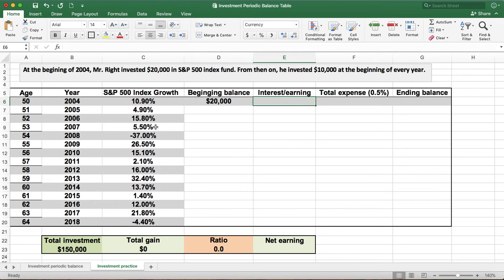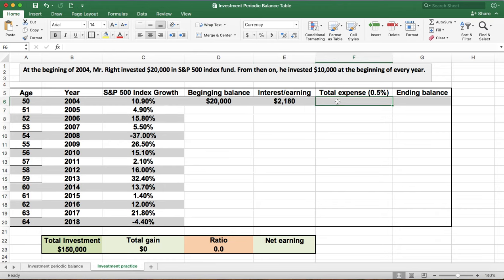Interest earning. This is the real growth rate of the S&P 500 index over the past 14 years. And so the interest earning is the beginning balance times the growth rate or return rate of the S&P 500.